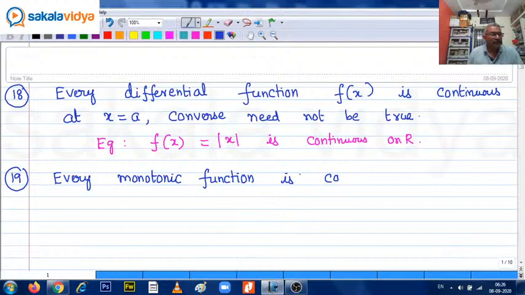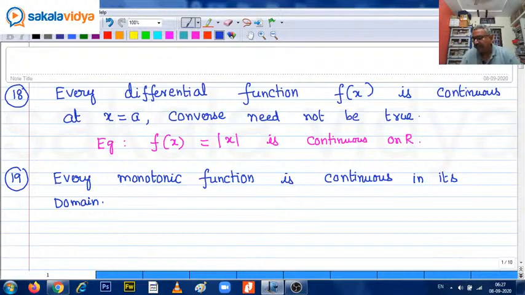Every monotonic function is continuous in its respective domain. So these points are enough. Generally, if they ask concept-based questions, most of the questions will be framed using these 19 concepts itself only.